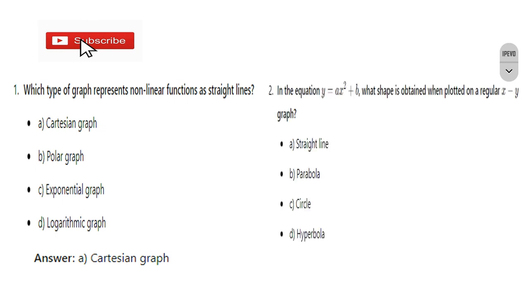Question 2. In the equation y equals ax squared plus b, what shape is obtained when plotted on a regular x-y graph? A. Straight line. B. Parabola. C. Circle. D. Hyperbola. The correct option here is B, parabola.